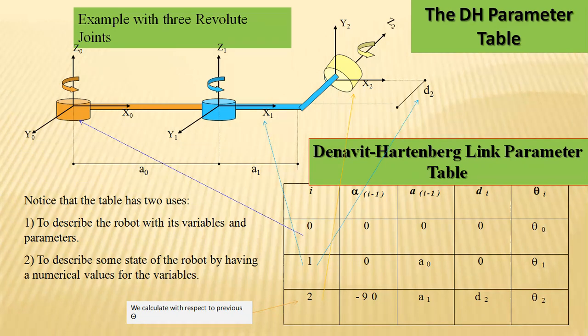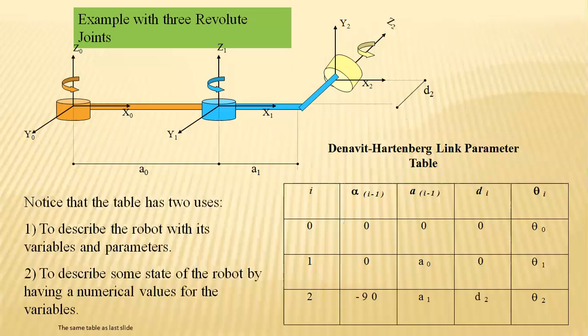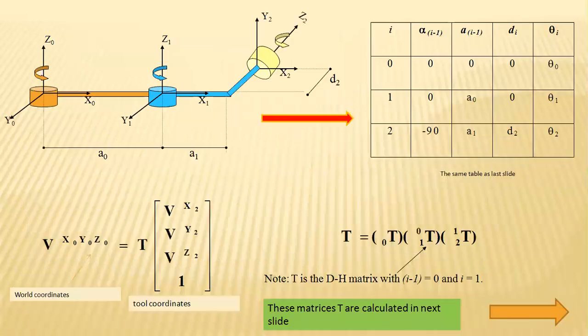And notice that the table has two uses: to determine the robot with variables and parameters, and next, it is to determine the state of the robot which is having the numerical values for its variables. See, these are the representations that we have identified.